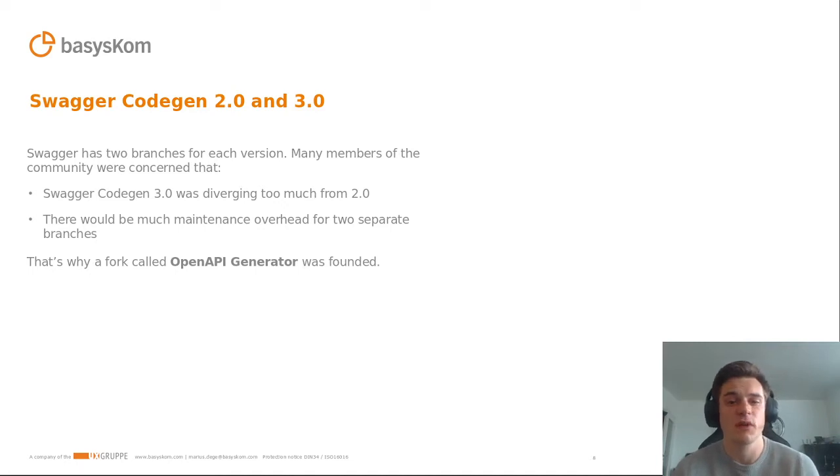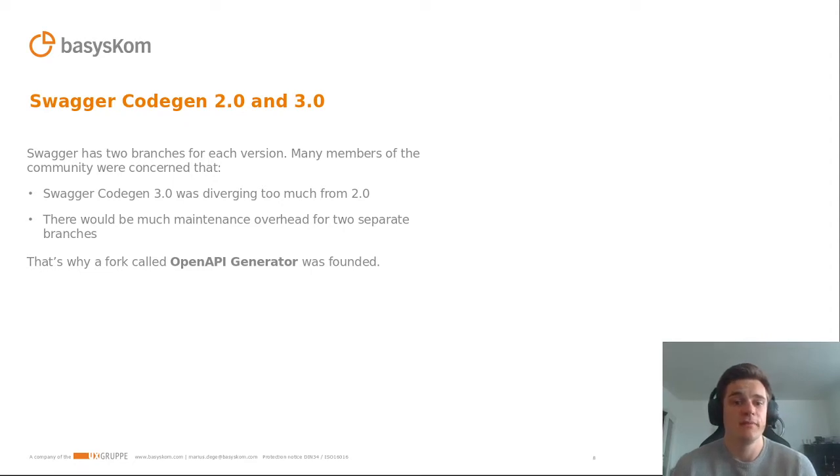And there was a problem. So many members of the original project were concerned that the branches diverged too much from each other, and that there would be too much maintenance overhead for two separate branches. The main concern was that this would lead to results similar to those felt in the Python community with its two branches, version 2.0 and 3.0. And so a fork was created called OpenAPI Generator.